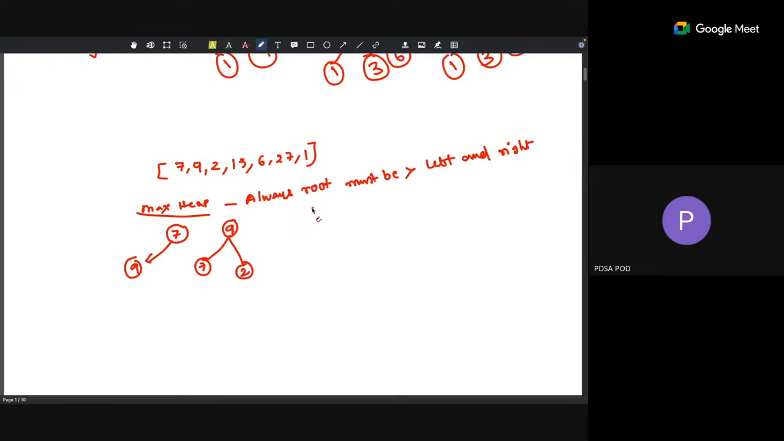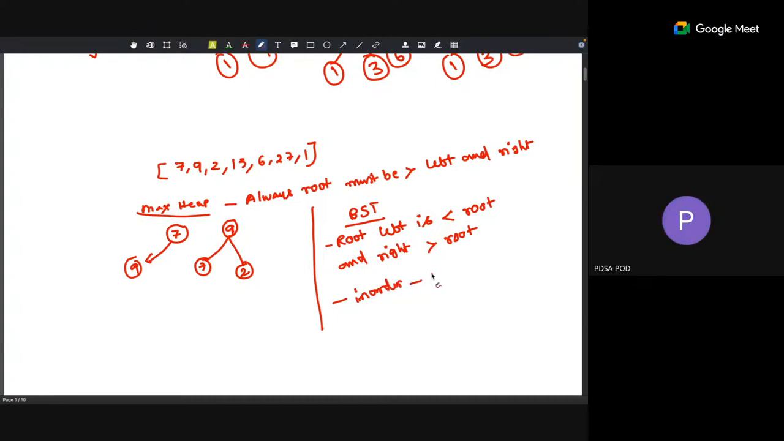For example, if you go with a BST, what happens is that the left is less than the root and the right is greater than the root. So if you do an in-order traversal, I'll get 2, 7, 9. You get ascending order, and this is guaranteed. But if you do the in-order traversal on the max heap, you get 7, 9, 2. That never matches the max heap, but a BST matches it. That's it, simple.